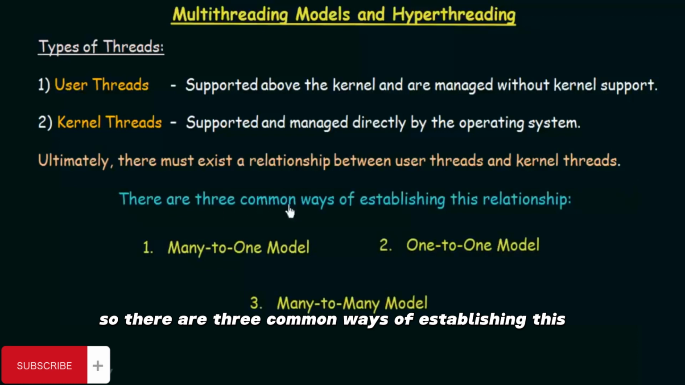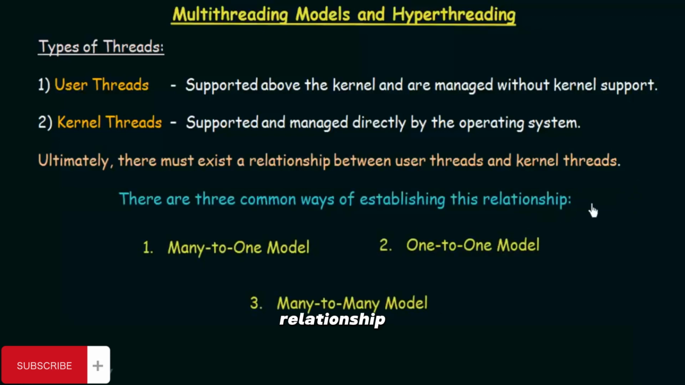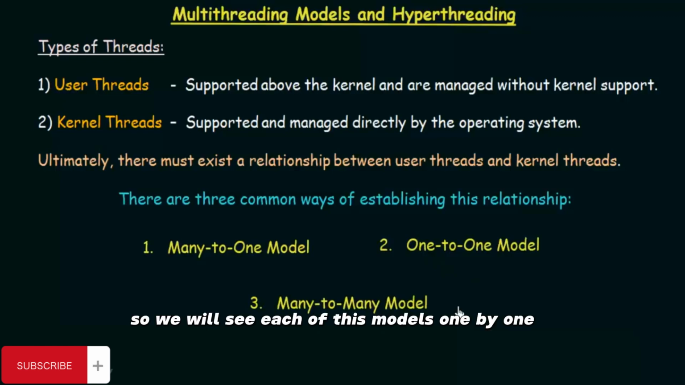There are three common ways of establishing this relationship between user threads and kernel threads. The first one is the many-to-one model. The second one is the one-to-one model. And the third one is the many-to-many model. We will see each of these models one by one, how they function, what their limitations are, and which one among these is the best.